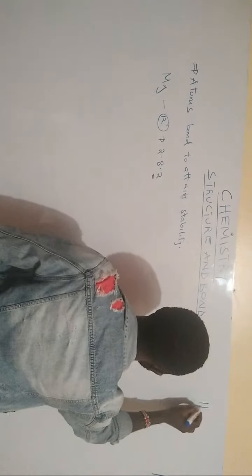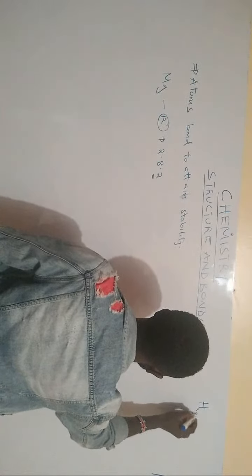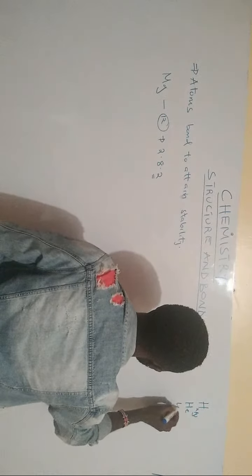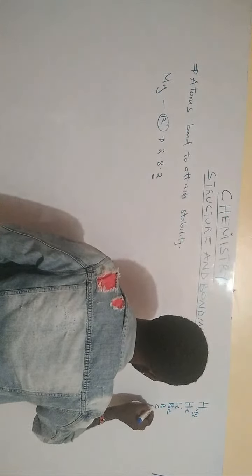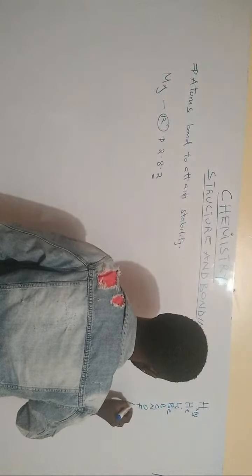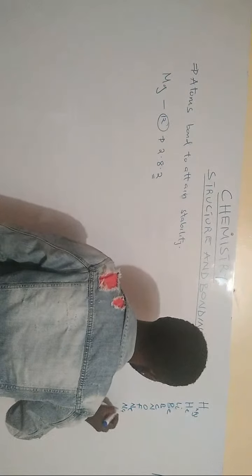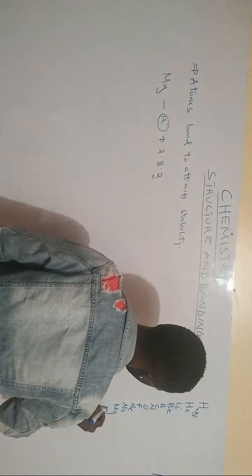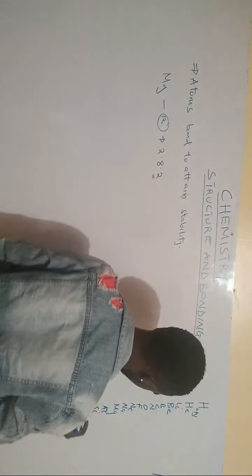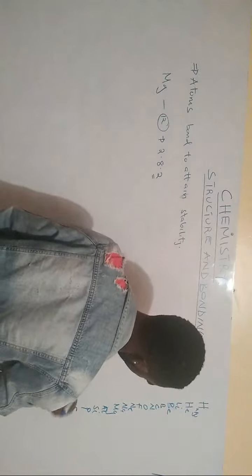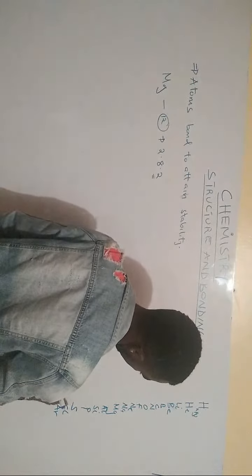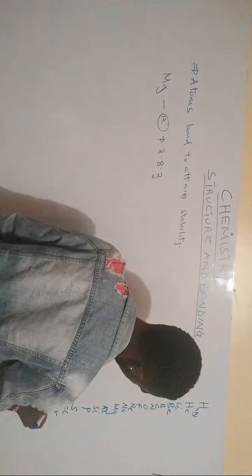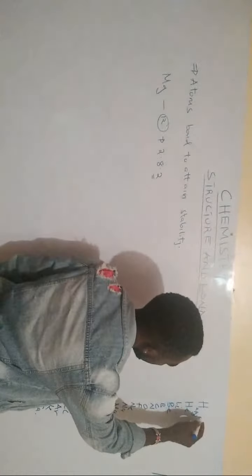So we have hydrogen gas, helium, lithium, beryllium, boron, carbon, nitrogen, oxygen, fluorine, neon, sodium, magnesium, aluminium, silicon, phosphorus, sulfur, chlorine, argon, then potassium and calcium. Those are the first 20 elements.